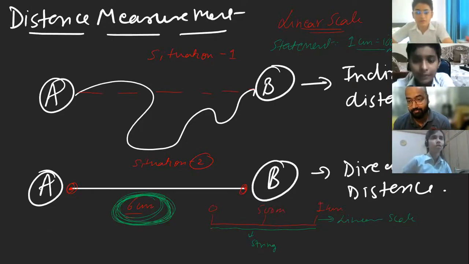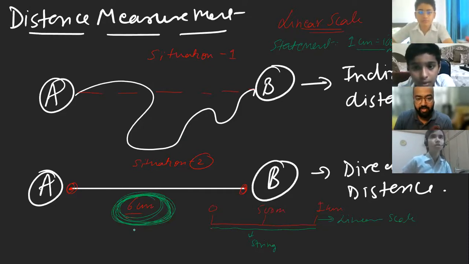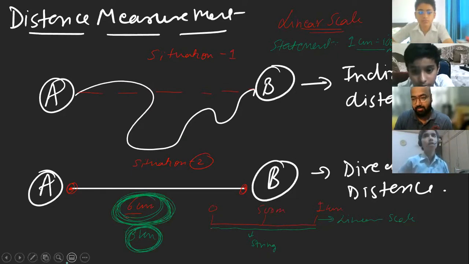Sir, 3,000. 6 centimeters is equal to 3,000. Sir, we can divide by 100. We can do 3 kilometers. It will be 3 kilometers. Sir, in this situation, sir, can we use representative fraction?